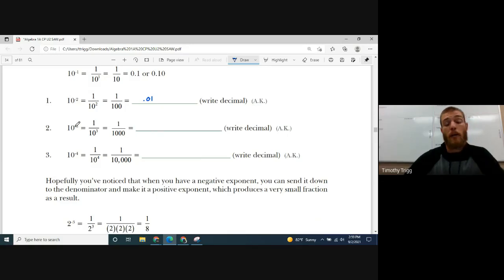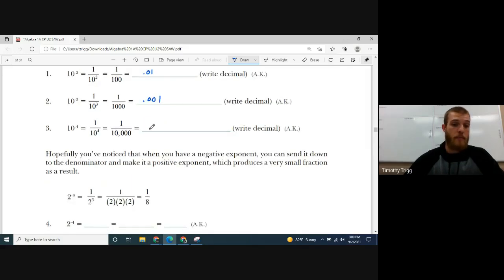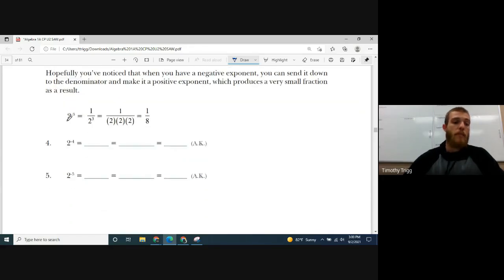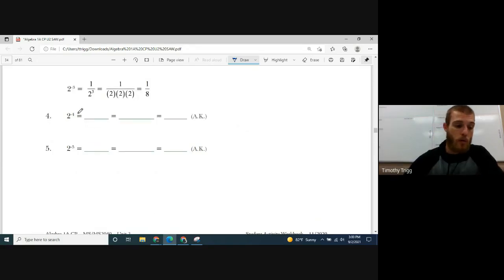10 to the power of -3 is the same as saying 1 over 10 to the third, which is 1 over 1,000, which is 0.001. Can you guess what this one is? 0.0001. So again, whenever you see a negative exponent, you can rewrite it and put it as a positive exponent in the denominator. So let's go ahead and work with that idea.